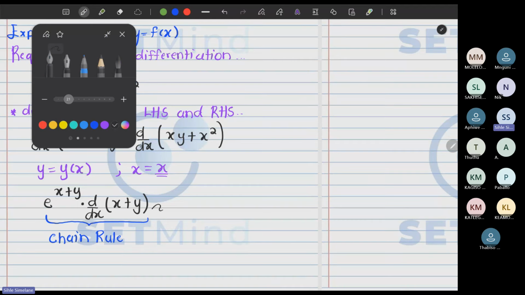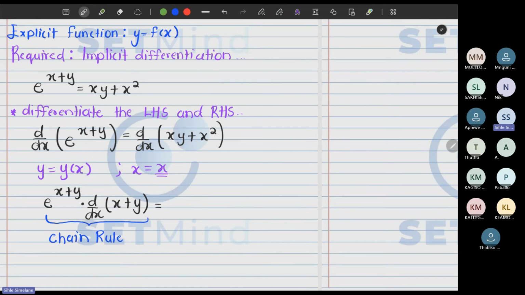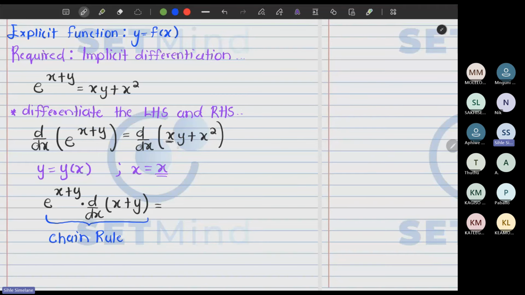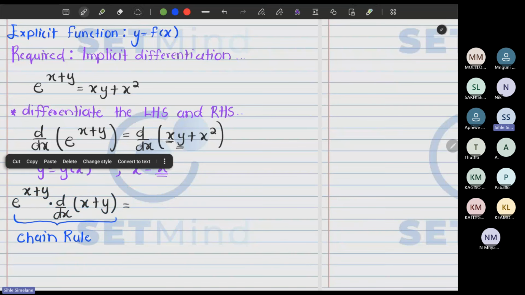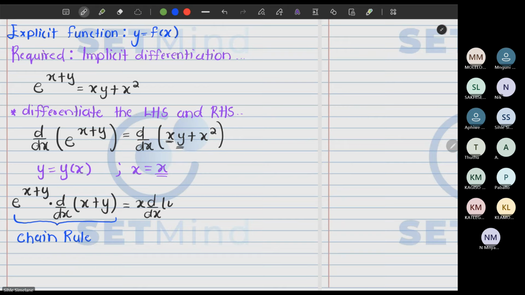And then this will be equal to, let's go to the right-hand side. If you look carefully, we have x, which is a function of x, and y, which is a function of x. So I'm going to treat that as a product. I'm going to have the x, then differentiate the y, and then plus keep the y constant, and then differentiate the x.